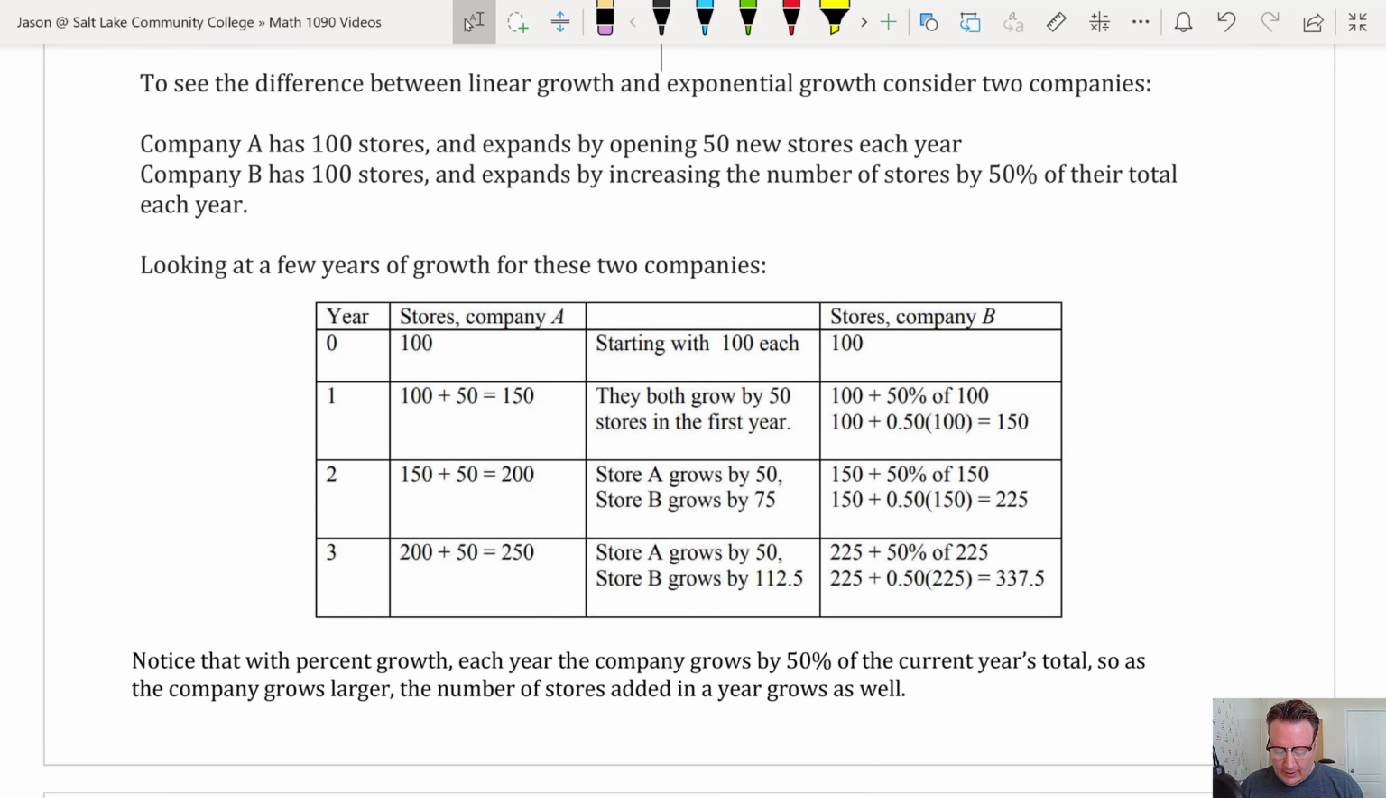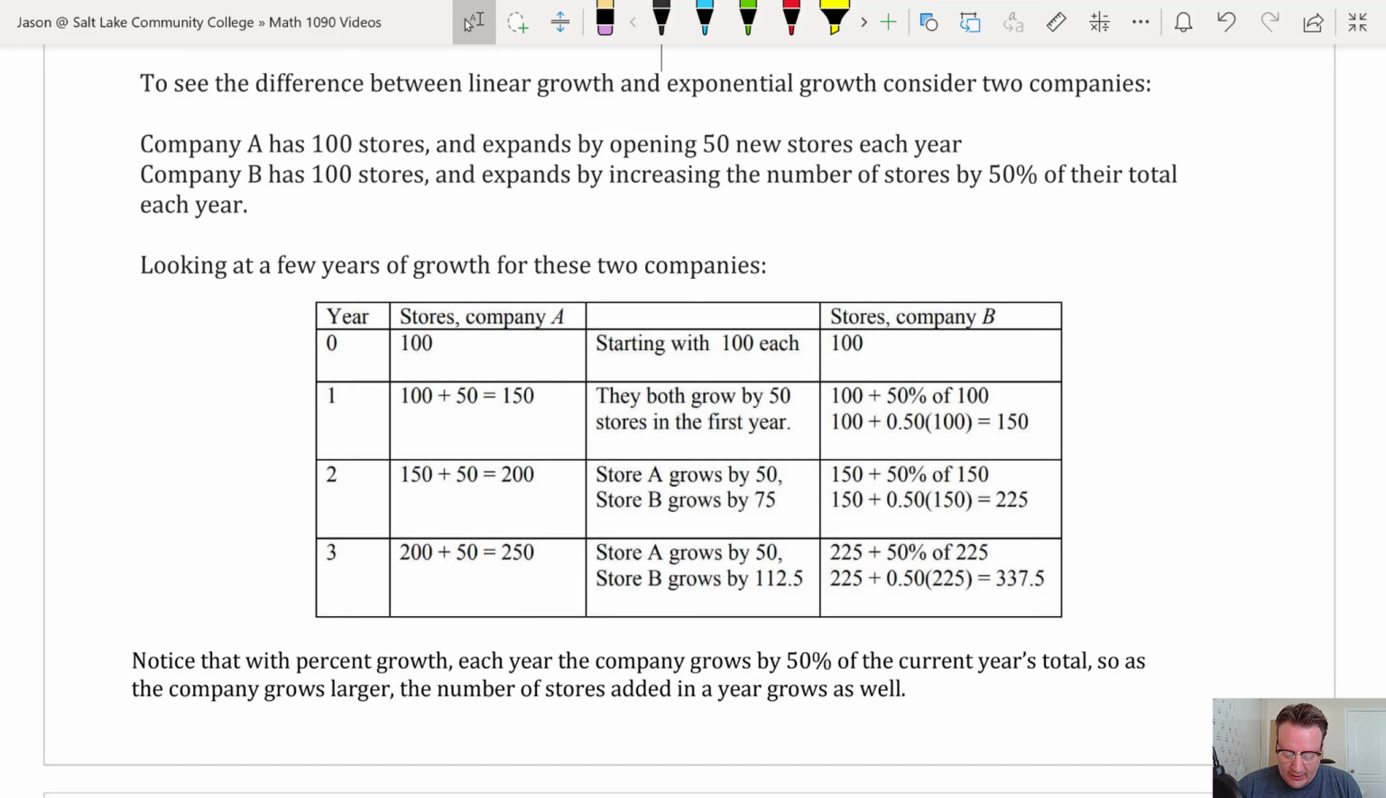To see the difference between linear growth and exponential growth, consider two companies. Company A has 100 stores and expands by opening 50 new stores each year. Company B has 100 stores and expands by increasing the number of stores by 50% of their total each year. Okay, so these are fundamentally different kinds of growth. So let's see what happens, looking at a few years of growth for these two companies. We see here in this leftmost column the year, then the number of stores for company A, and the far right column is the number of stores for company B.